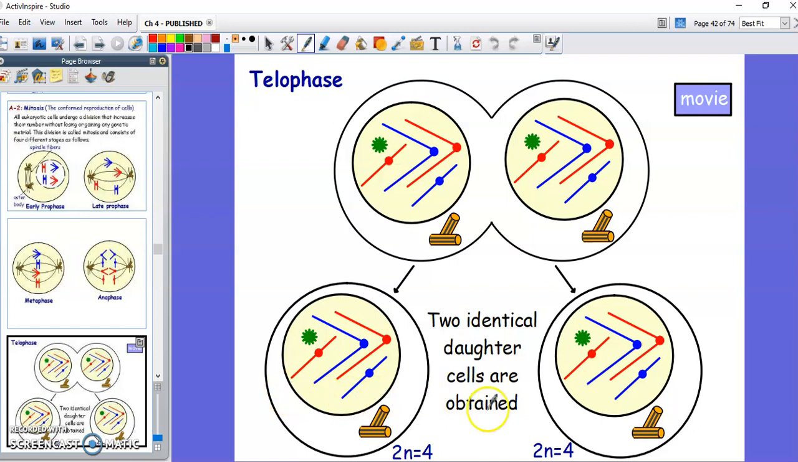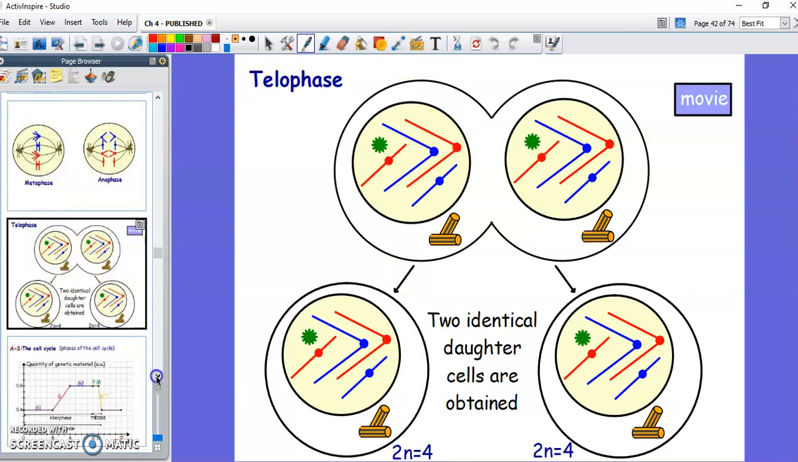We have two identical daughter cells, as we notice here, each containing, if we count the chromosomes 1, 2, 3, 4, the same number as the one presented in the original cell. For that reason, we say mitosis is a process that conserves the genetic material as a number. We start with 4 chromosomes, we end up with 4 chromosomes. We start with 8, we end up with 8. We start with 46, we end up with 46.